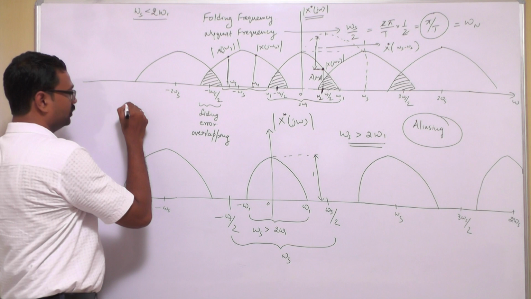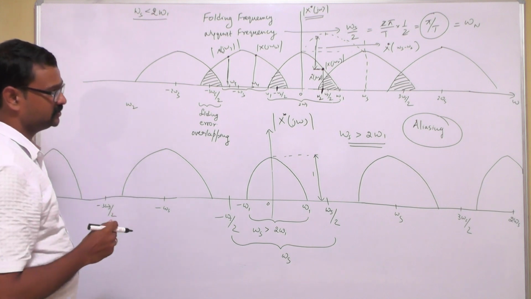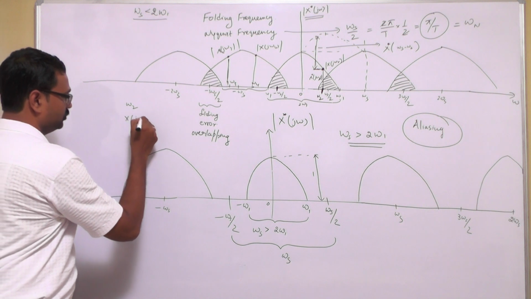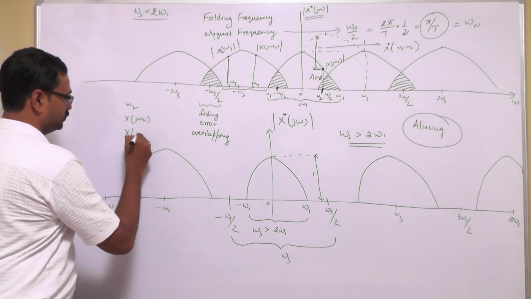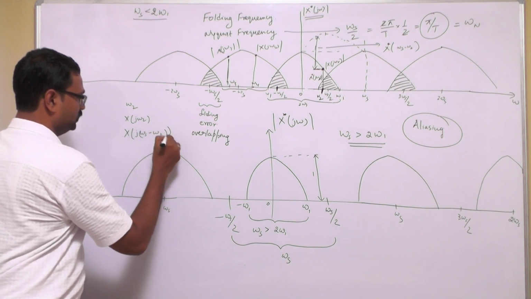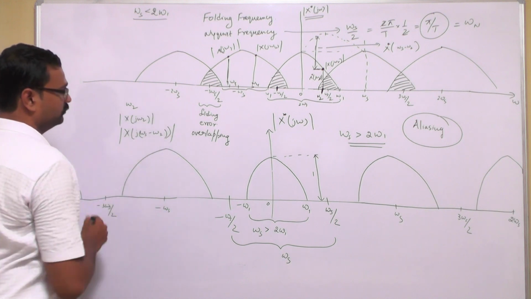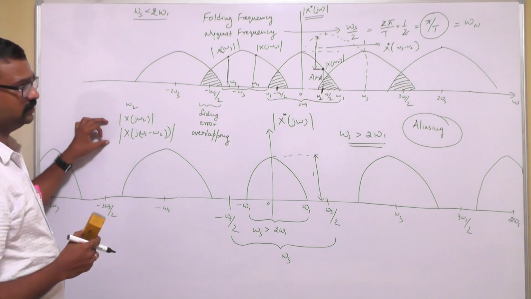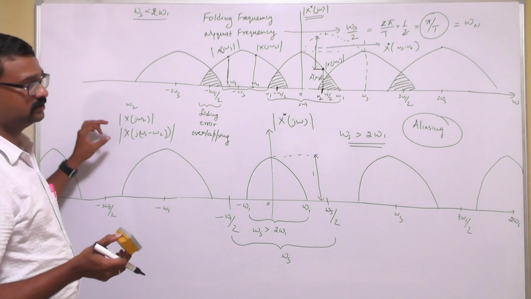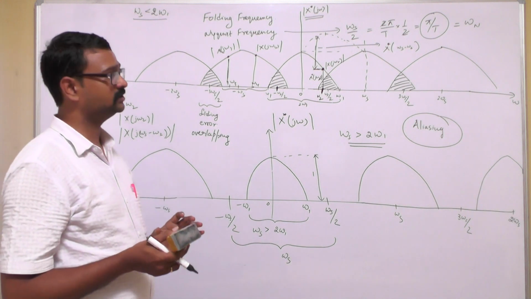If omega 2 is the frequency within the overlap region, then modulus of X of j omega 2 and modulus of X of j (omega s minus omega 2), these two frequency spectral components exist. Therefore, there is naturally some distortion occurring.